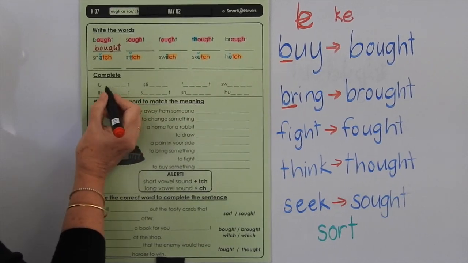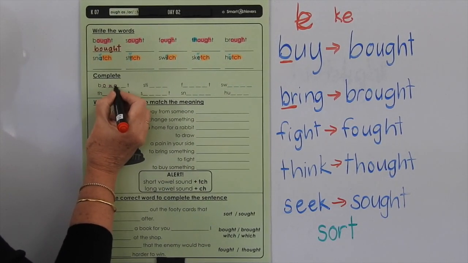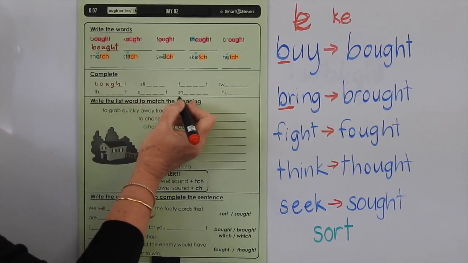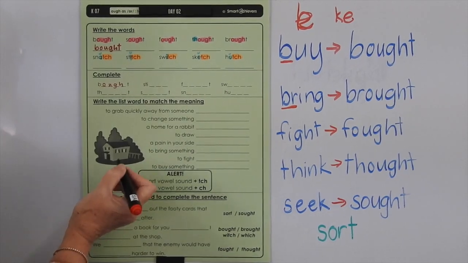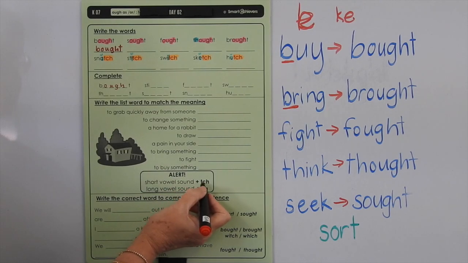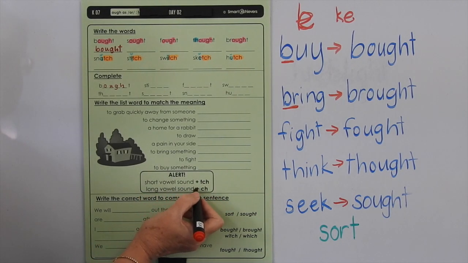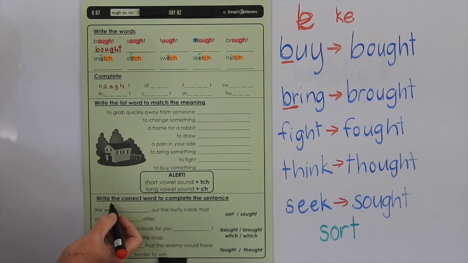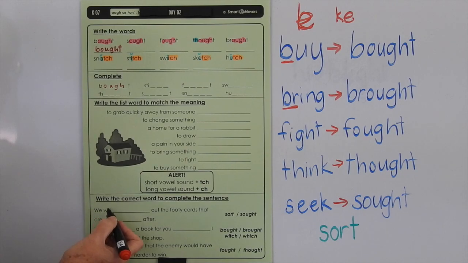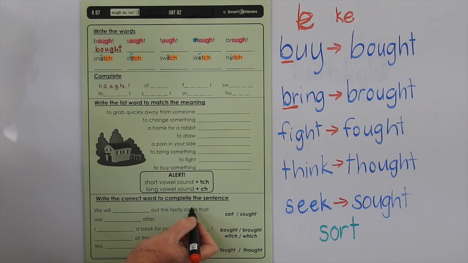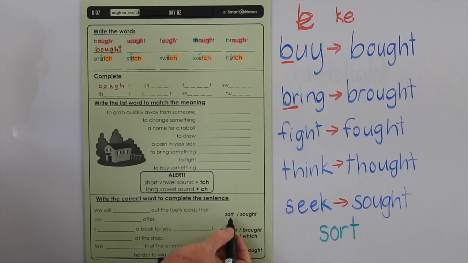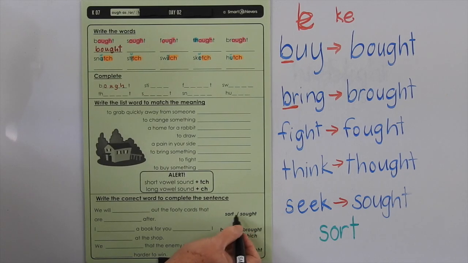Now here you just have to fill in the missing letters to work out what the words say. Here you've got to write the list word to match the meaning down there. And it's giving you an alert here. It says after a short vowel you add TCH, after a long vowel sound you only add the CH. Down the very bottom it says write the correct word to complete the sentence. So you've got we will something out the footy cards that are sought after, so sort and sort, but which one goes where? So we've given you the two words that you've got to choose.